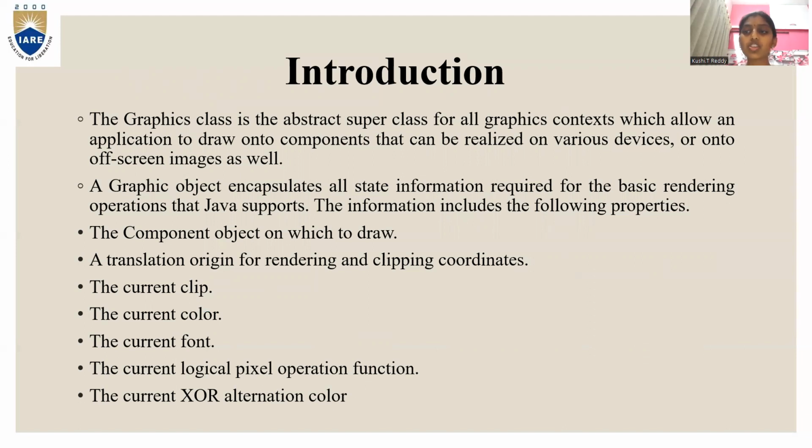This information includes the following properties. The properties are as follows: the component object on which it is to be drawn, a translation origin for rendering and clipping coordinates, the current clip, the current color, the current font, the current logical pixel operation function, and the current XOR alternation color. So these are the main components of constructing a graph or any image using AWT.